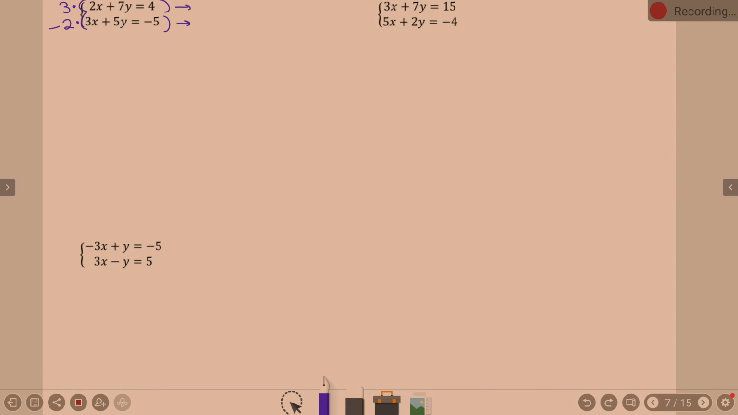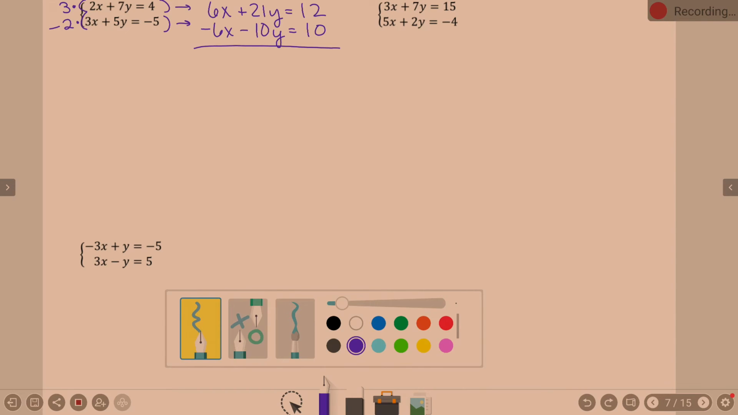And here we go. Top equation, when I multiply by 3, 6x plus 21y equals 12. Bottom equation, I'm going to multiply by negative 2, so all my signs are going to change along the way. Negative 6x minus 10y equals positive 10. My x's have the same number in front of them, opposite signs, right? So, with that in mind, I am ready to add.